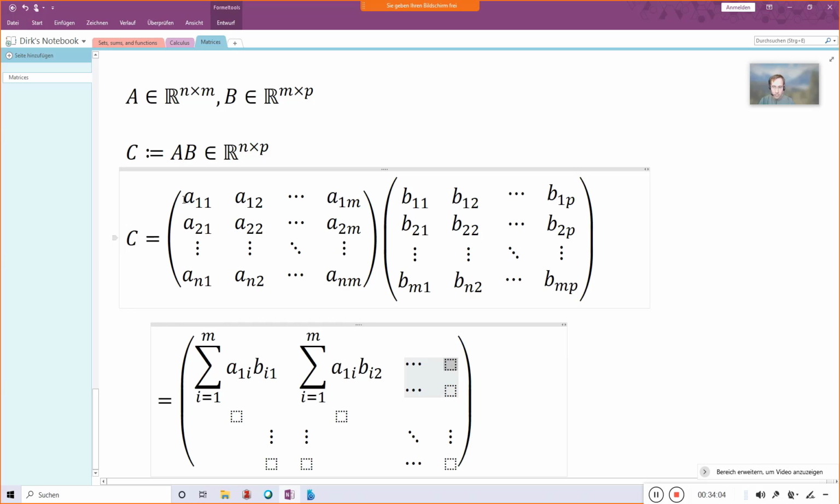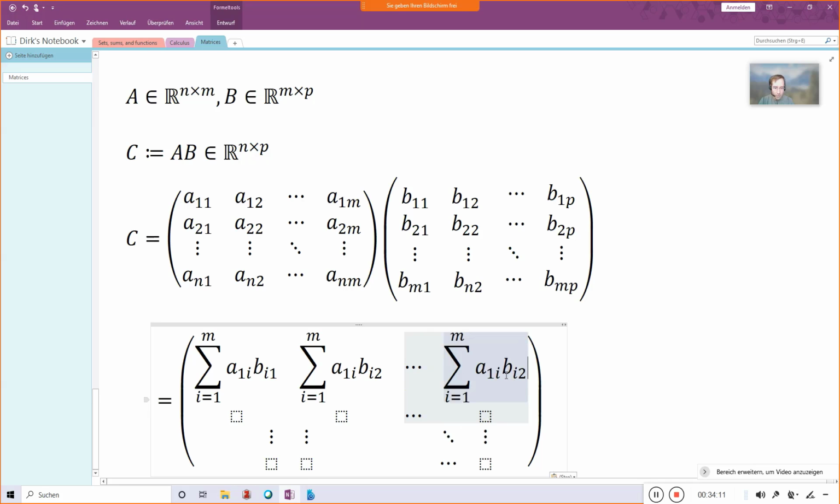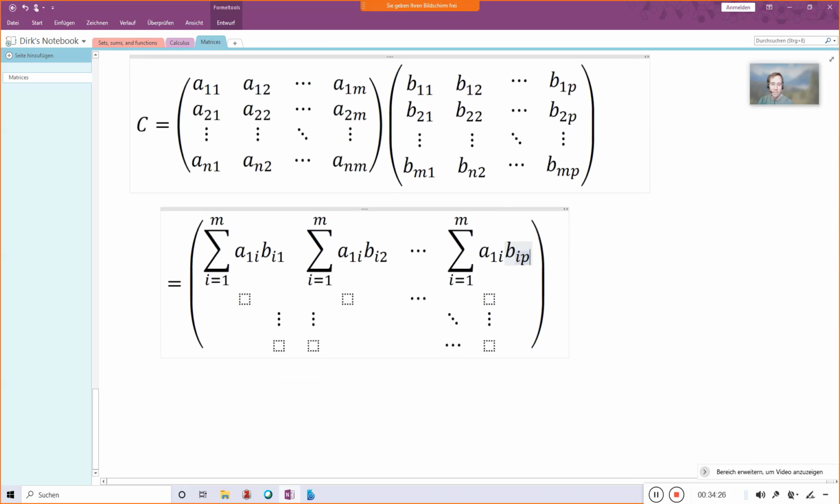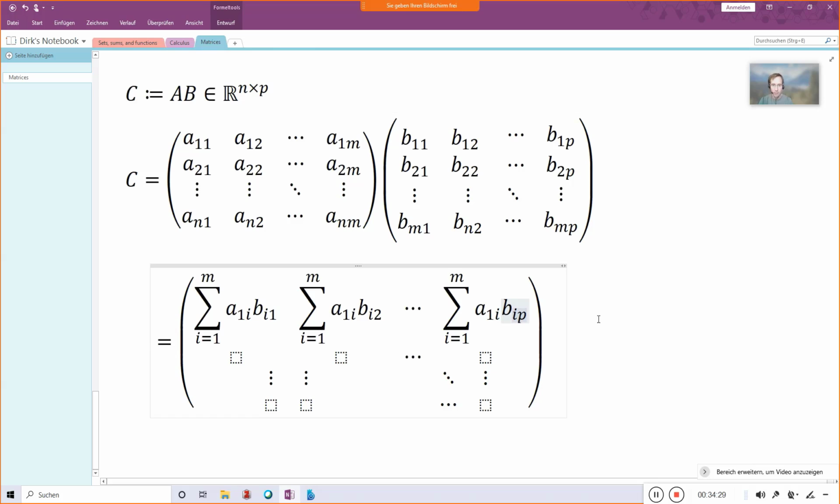So we can of course use the first row of A as many times as there are columns in B. So we end up with the pth column of B, which also already shows that we will have p columns in our matrix C. Now this is how we get our first row of C.